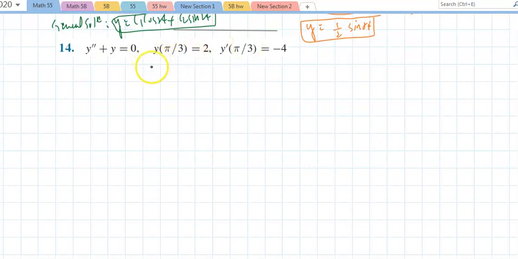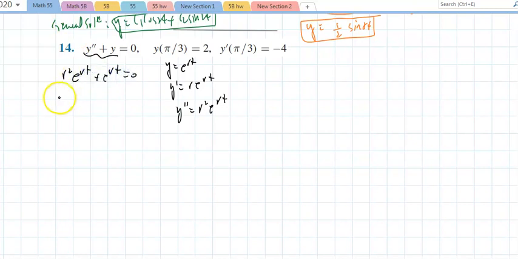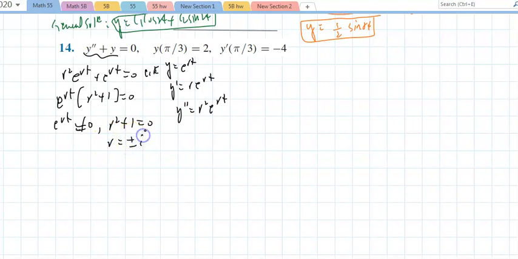So here, if I look at a second order linear differential equation with constant coefficients, I let y equal e to the rt. Y prime will be r e to the rt. Y double prime will be r squared e to the rt. R squared e to the rt, oops, getting carried away there, plus e to the rt equals 0. So again, this is the characteristic equation. e to the rt times r squared plus 1 equals 0. e to the rt cannot equal 0. So r squared plus 1 equals 0. That means r equals plus or minus i.